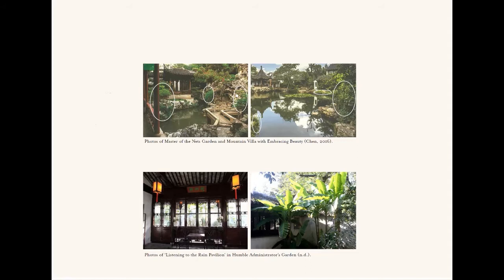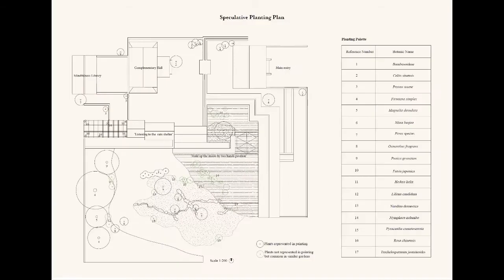Besides, I did some research on typical plant arrangement, such as shrubs are normally around the edge of the rockery, and in the Humble Administrator's Garden, they use the hardy banana near the Listening to the Rain pavilion to create a soundscape. Therefore, I located some hardy banana next to the Listening to the Rain shelter as well. The black circles represent the plants in the painting, and the green circles represent plants not shown in the painting, but common in similar gardens.